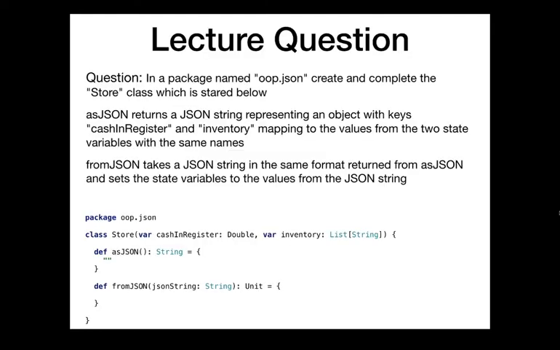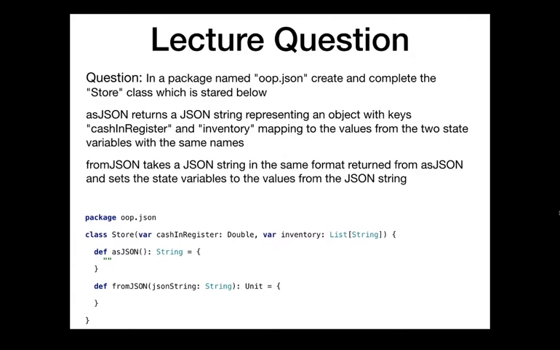So any questions before we get into this, before we do some content on JSON? Okay, let's do this. So the lecture question today, I have a class that I'm providing for you with really no functionality, but two variables that it's going to take in its constructor and store as state variables: a list of strings for an inventory, and the amount of cash in a register for a store object. So we have this class.